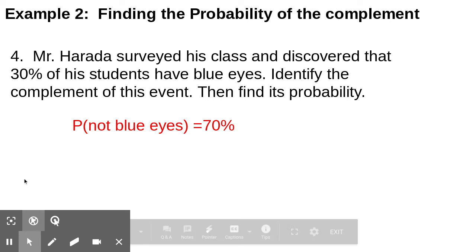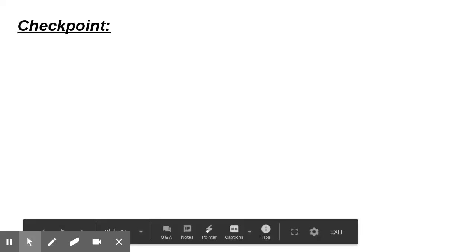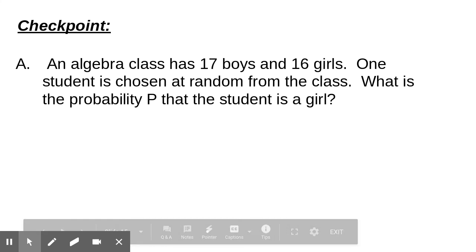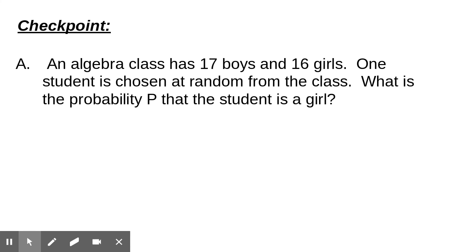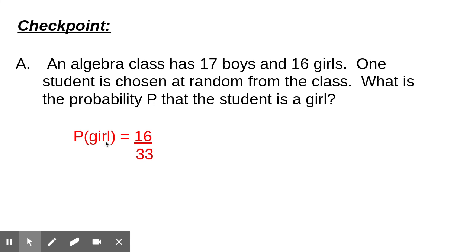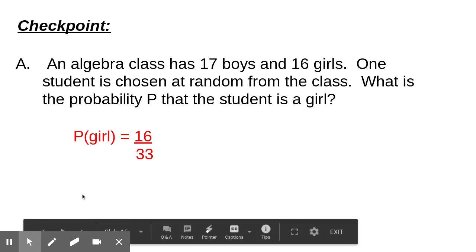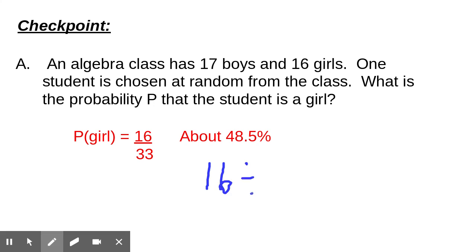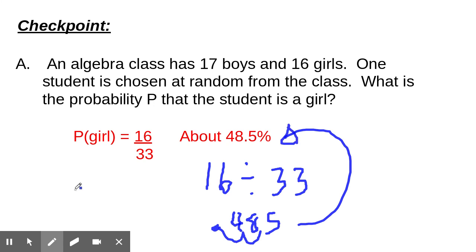All right, so a few checkpoint exercises here. An algebra class has 17 boys and 16 girls. One student is chosen at random from the class. What is the probability P that the student is a girl? There are 16 girls out of the 33 total. Can we reduce that? No. But if you put 16 divided by 33 into your calculator, that gives you 0.485, and you move it over twice, and that gives you 48.5%.